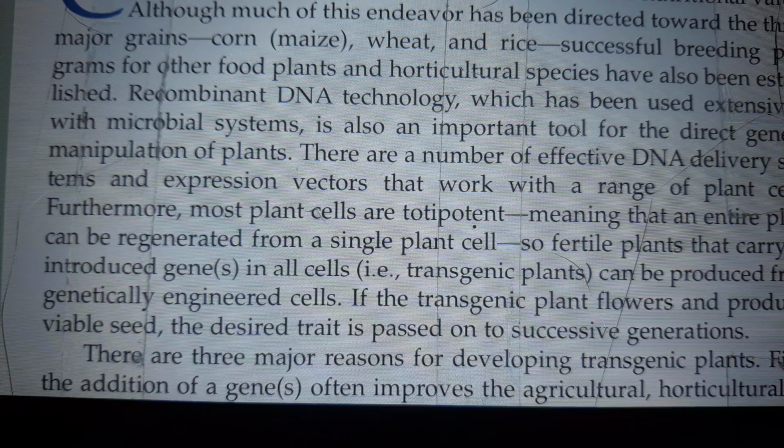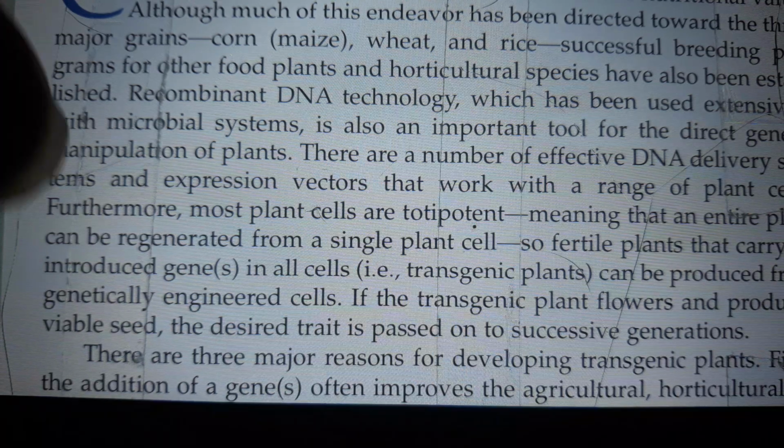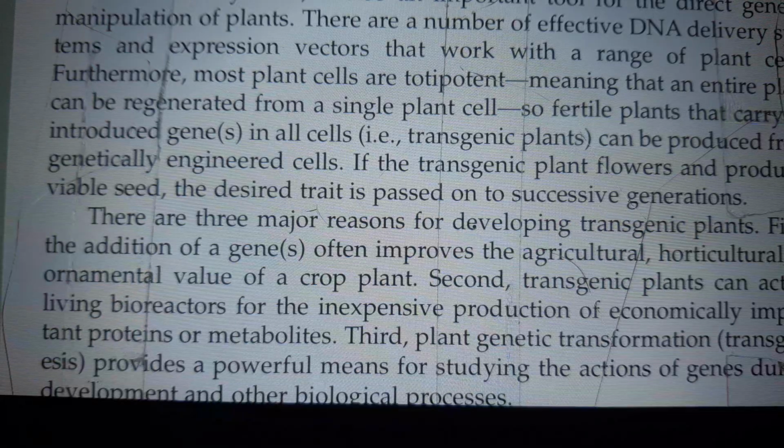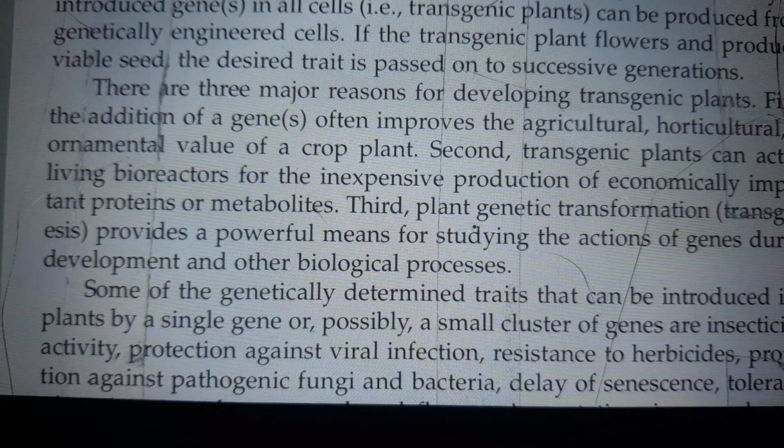Recombinant DNA technology, which has been used extensively in microbial systems, is also an important tool for the direct genetic manipulation of plants. There are a number of effective DNA delivery systems and expression vectors that work with a range of plant cells. Furthermore, most plant cells are totipotent, meaning that an entire plant can be regenerated from a single plant cell, so fertile plants that carry an introduced gene or genes in all cells, that is, transgenic plants, can be produced from genetically engineered cells. If the transgenic plant flowers and produces viable seed, the desired trait is passed on to successive generations.